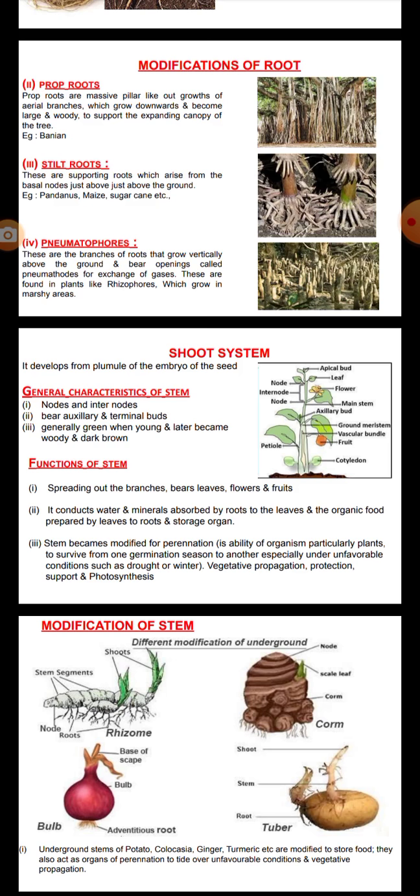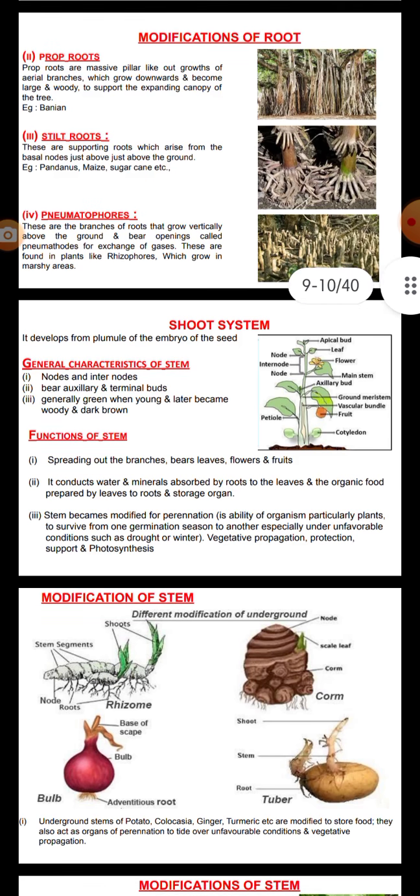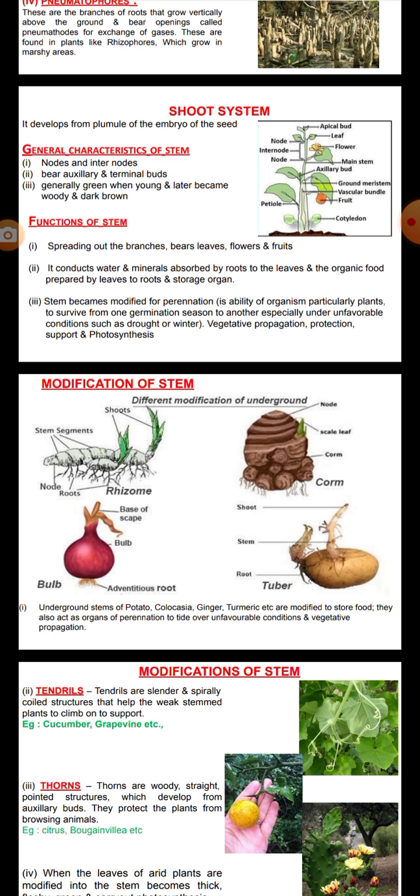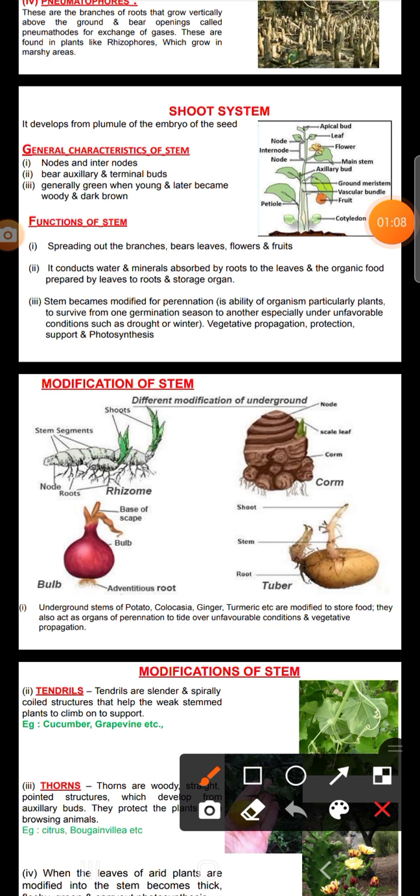Next we move on to the shoot system. We know that the shoot system is nothing but the stem. It develops from the plumule of the seed, just like the radicle, and every shoot will have nodes and internodes. Nodes are the places from where a new leaf, a flower bud, or a branch can arise. The space between two nodes we call an internode.